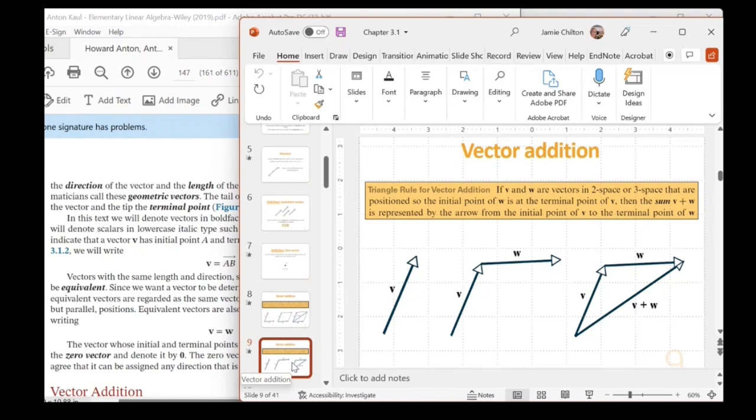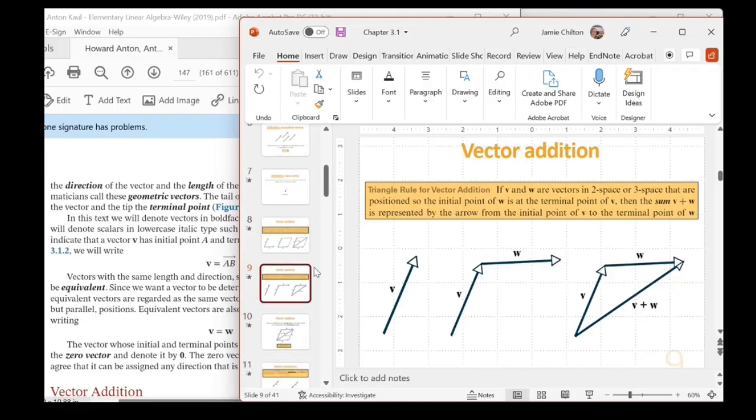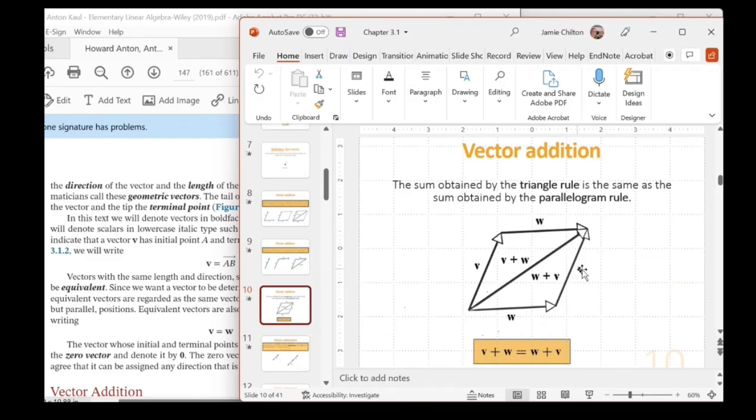So you could do it either way. The parallelogram method may be easier for you to visualize, but a lot of people find the triangle rule for vector addition a lot easier. Which one do you use, just out of curiosity? Tip to tip? Oh, you do the tip to tip? Okay, the triangle. All right.